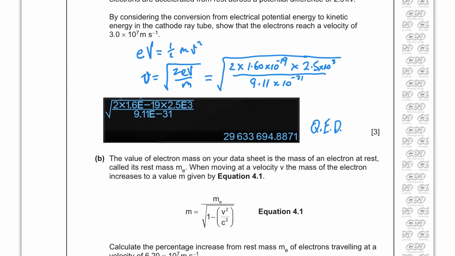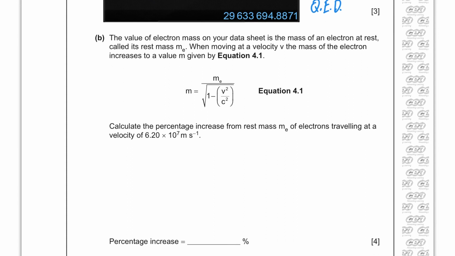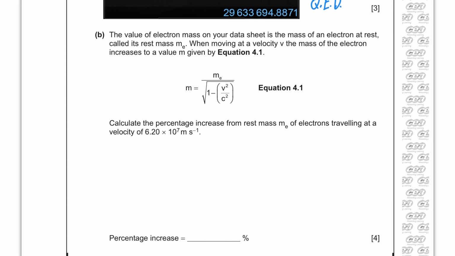Part B then, the value of an electron mass on your data sheet is the mass of an electron at rest. It's called the rest mass, me. When moving at velocity v, the mass of the electron increases to a value m given by equation 4.1, and there you've got it, that it's the rest mass over the root of 1 minus v squared over c squared.